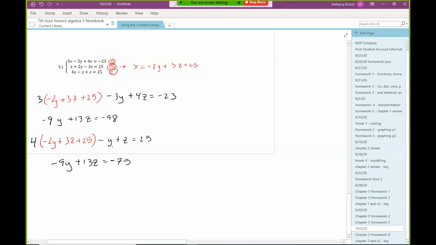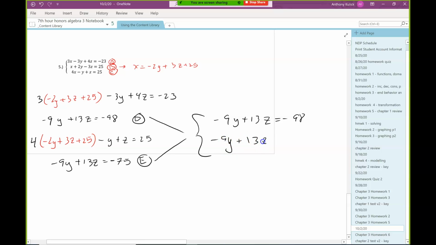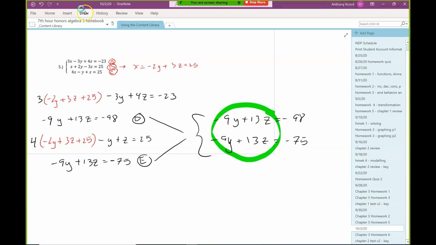Taylor, are we okay to hear? Yeah. So this is my equation D and E. And already at this point, you might be able to look at this and realize that it's going to give us no solution. Because you might notice that the left-hand sides are identical, but the right-hand sides are different. Do you see that? And you could stop right there with that observation to say it's no solution. You wouldn't have to go any further. Feel okay?